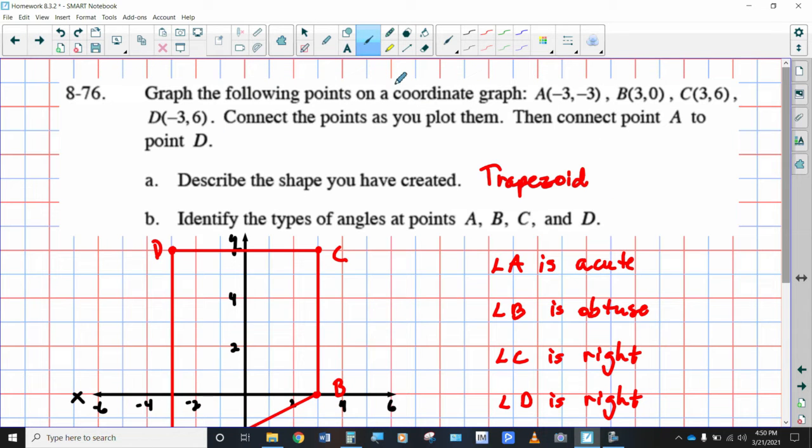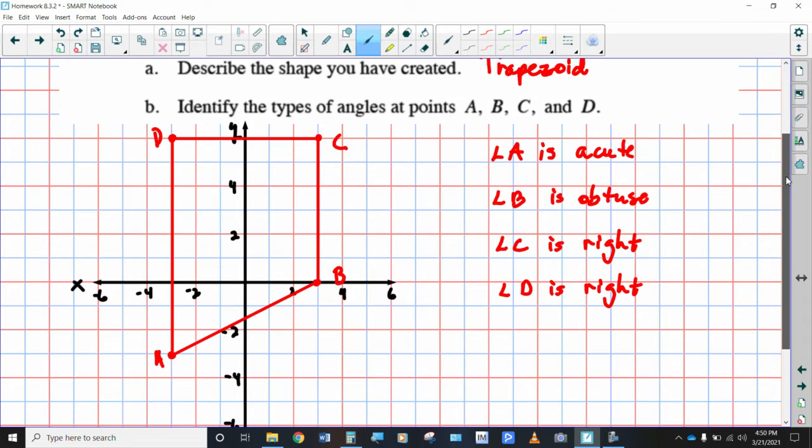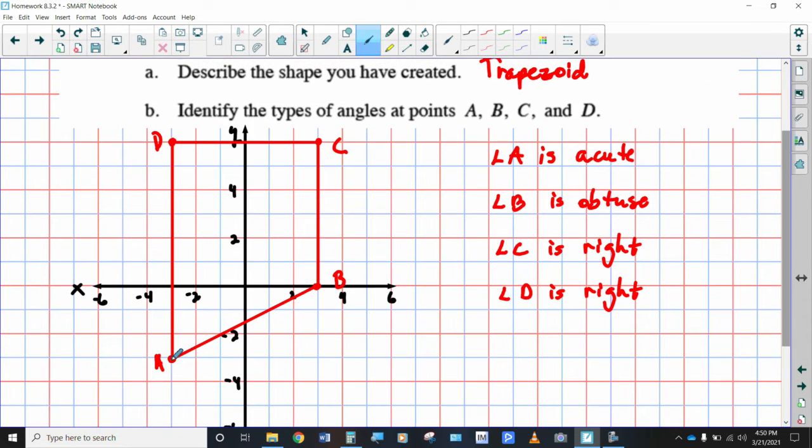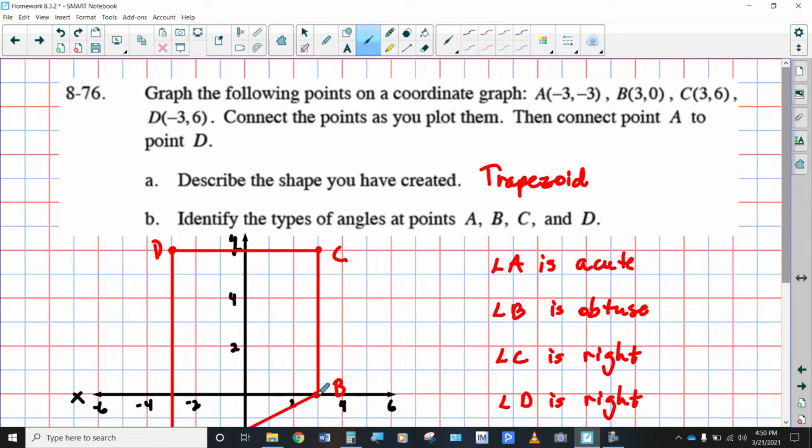All right, graph the following points on a coordinate graph. -3, -3 is point A. So we've got this down here, -3, -3 right there. You've got point 3, 0, which is point B. You got 3, 6, which is point C. And you got -3, 6, which is point D.